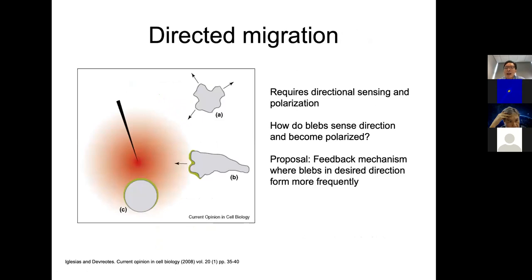So then what we are interested in is what we call directed migration. As in the examples that I showed previously, the cells are not just randomly migrating. They go towards where the food is, or they go towards where the light is. So then we need some directional sensing and what we call polarization. So we essentially put in a feedback mechanism, a negative integral feedback loop, where if the blebs are in a more desired direction, then they will form more quickly and more frequently.